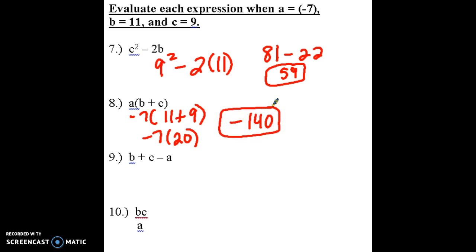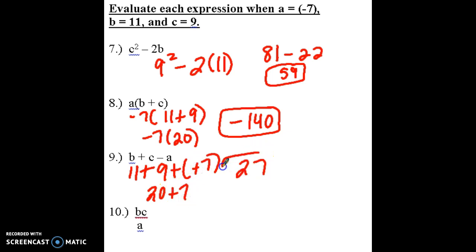B plus c minus a. B is 11. Plus c is 9, minus a is negative 7. 11 plus 9 is 20. Add the opposite. That becomes 20 plus 7, which is 27.